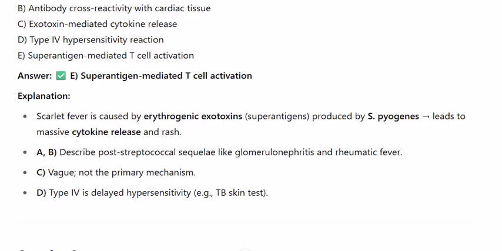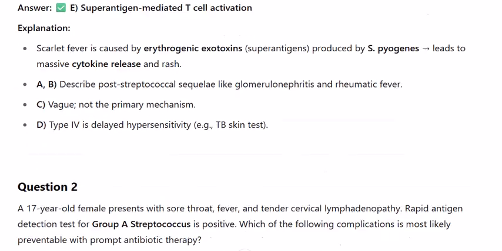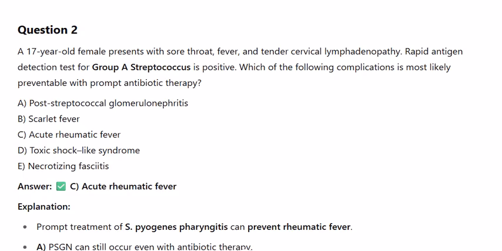Question 2. A 17-year-old female presents with sore throat, fever, and tender cervical lymphadenopathy. Rapid antigen detection test for group A Streptococcus is positive. Which of the following complications is most likely preventable with prompt antibiotic therapy? A. Post-streptococcal glomerulonephritis. B. Scarlet fever. C. Acute rheumatic fever. D. Toxic shock-like syndrome. E. Necrotizing fasciitis. Answer: C. Acute rheumatic fever.